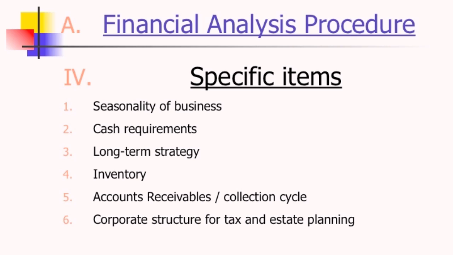Financial analysis procedure, specific items that we also want to look at in addition to looking at these parameters, measurements, and actions. We want to look at to see if there's any seasonality in the business, because if there is seasonality, we want to account for that appropriately. We're going to have a slow time in the business, so we have to deal with that part of the business accordingly. Cash requirements. What is the cash going to be required in the business to run the business effectively? And do you as the business owner have access to these working capital requirements?